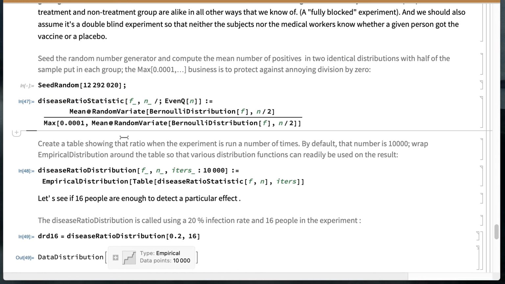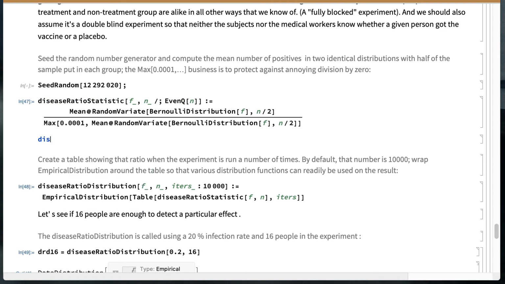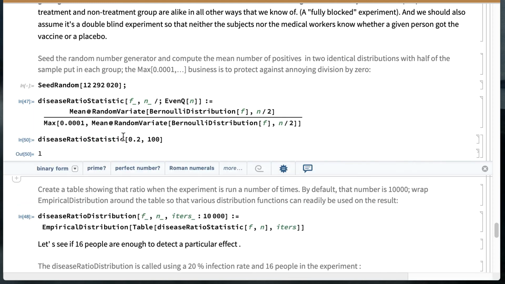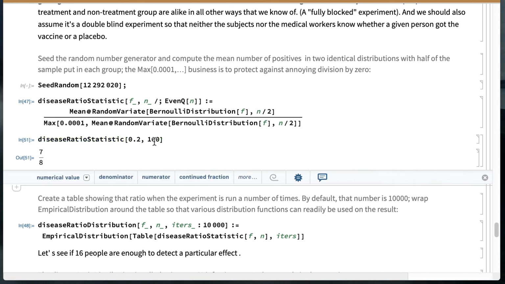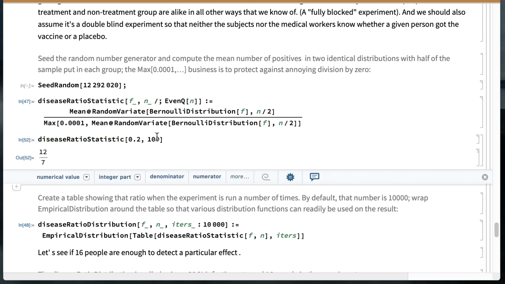And by the way, let's just see this function in action. Disease ratio statistic. I'll say the prevalence rate is 20%. I'll do 100 people. And in this random setting, it came out to be exactly 1. It was the same. If I do it the second time, this time it came out to be 7/8. I'll do it a third time. This time it came out to be 12/7. And so you're seeing that when there's no real difference, the vaccine's kind of useless, we get ratios that are roughly 1, although not exactly 1.